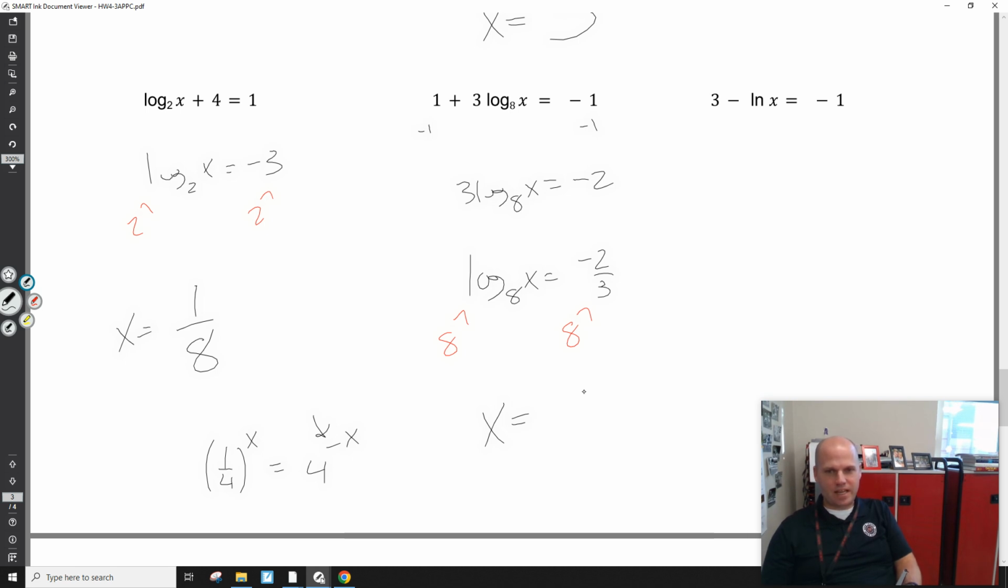Cool. 8 to the negative 2/3 is 1 over 8 to the 2/3. 1 over 8 to the 2/3 we should be comfortable with doing. That's 8 to the 1/3 squared. We use our exponent properties. 2 squared is 4. We get 1/4. Subtract 3, take the opposite of both sides, so that's a negative 4. Take the opposite, I get positive 4. I take e to the power of both sides. X equals e to the 4th.